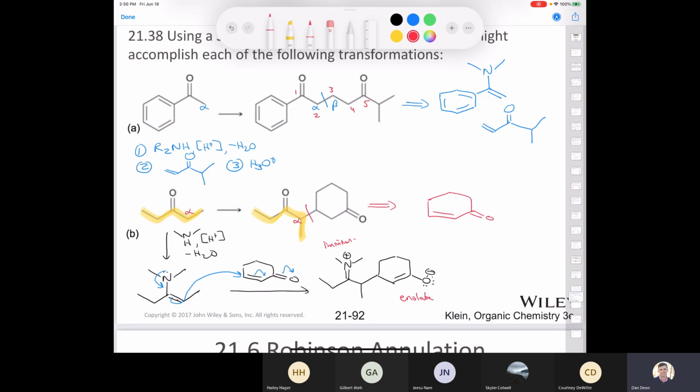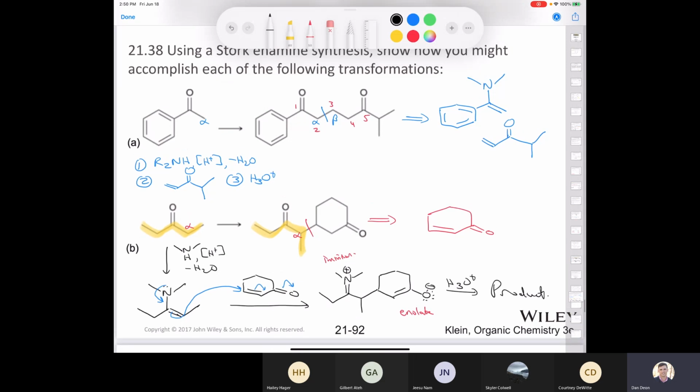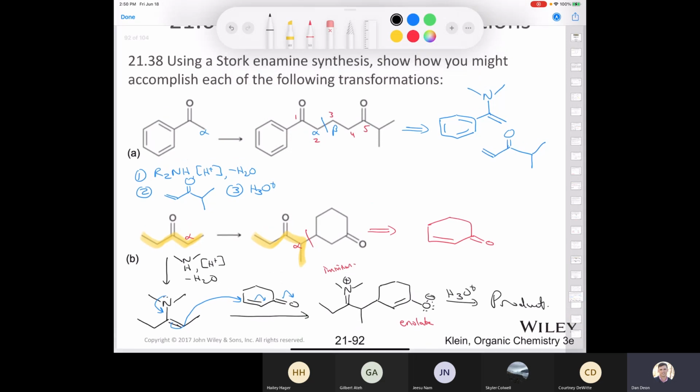And then what we do in the last step is we treat it with aqueous acid. It's going to hydrolyze the iminium. It's going to protonate this to make an enol, which is going to tautomerize to give us the ketone. And that is going to give us our product. And there you go, a couple of Stork enamine syntheses.